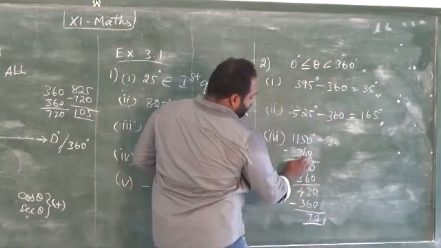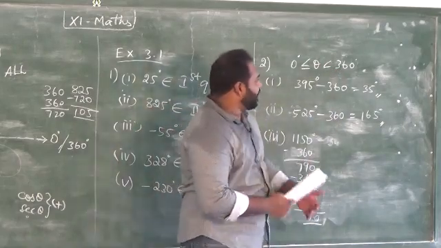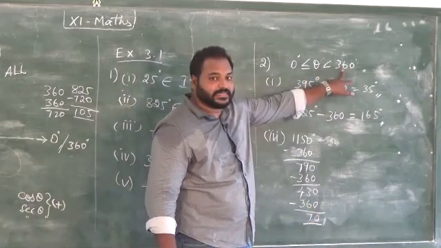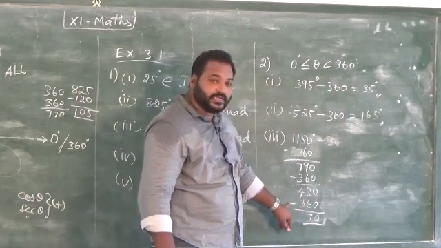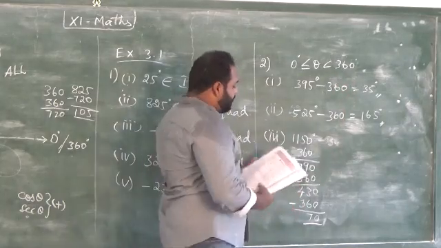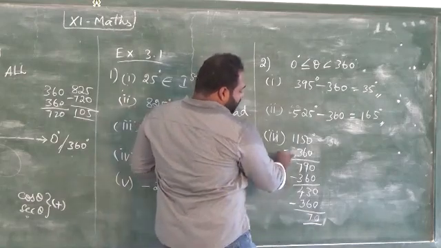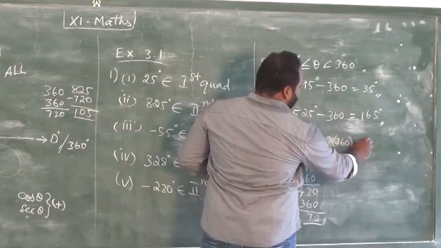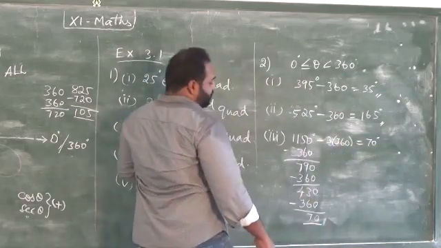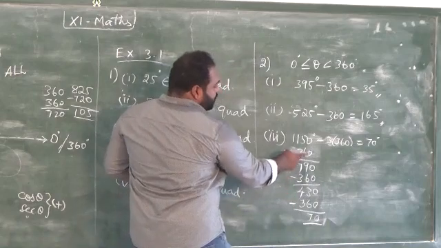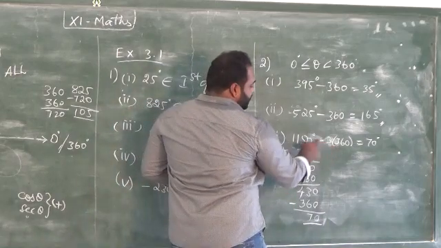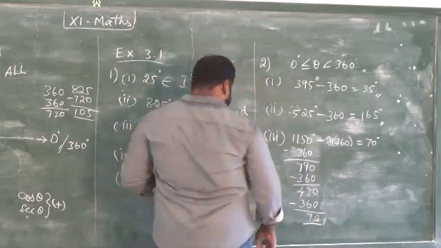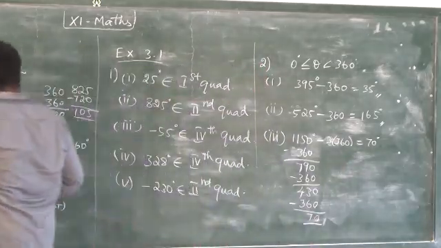The coterminal angle theta is supposed to be less than 360, so up to that we have to keep subtracting 360. Here we subtract 360 three times, so this can be written as 3 into 360. It is 70. For your understanding, I am just writing it like this. You can directly write 1150 minus 3 into 360 equals 70. Next, fourth subdivision.